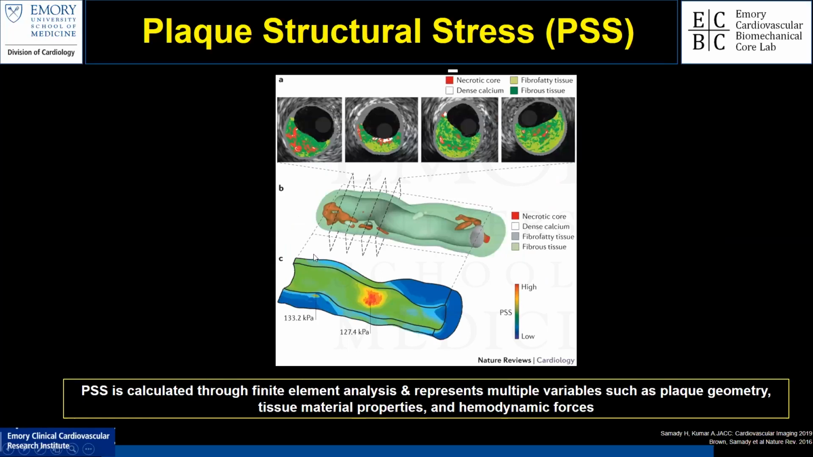Now, high plaque structural stress can also be a principal mechanism for plaque rupture, resulting in thrombosis and sudden ischemic clinical events. In addition, localized high plaque structural stress concentration can also affect cellular function, modifying the structural integrity of the plaque. PSS is calculated through finite element analysis and represents multiple variables in the plaque geometry, tissue material property, and hemodynamic forces acting on the plaque.